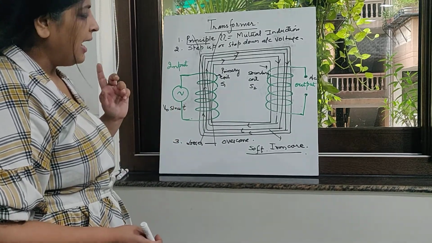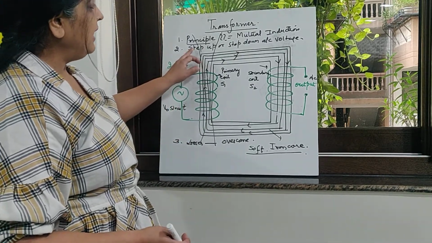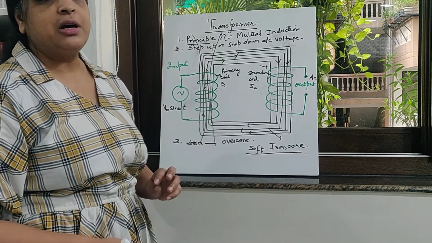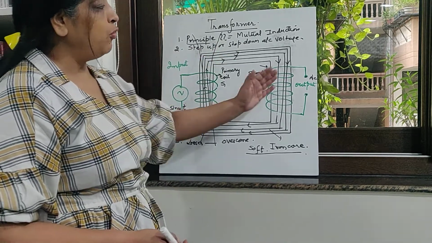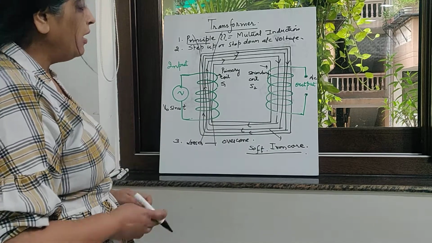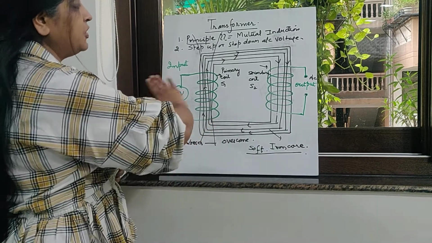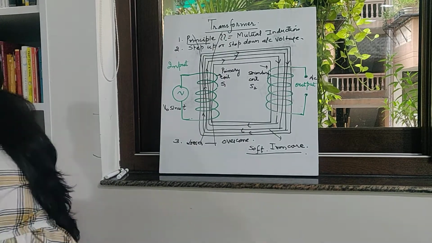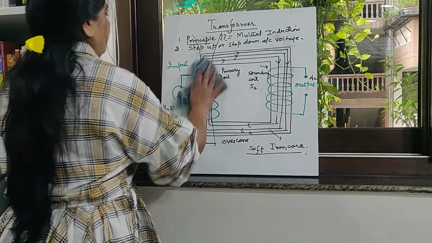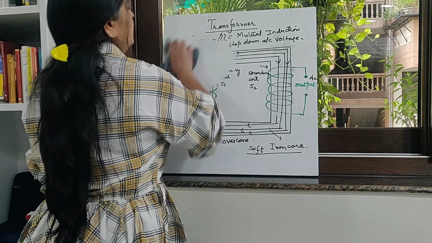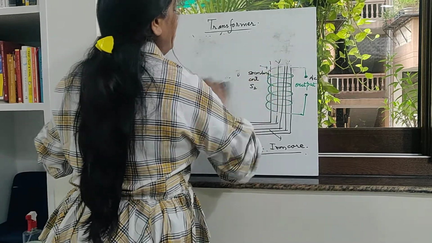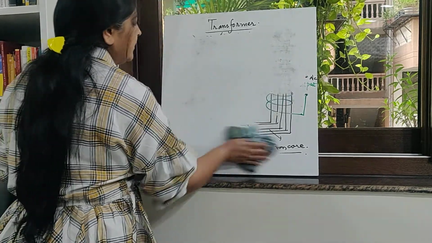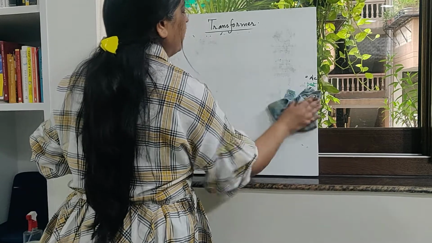Now the second thing I told you was that we can either have a step up or a step down transformer. We can step up this voltage, we can step it down also. Now how can we do that, I'm just erasing this and I'll let you know how we can do that. So we can write down what is a step up or a step down transformer, how will it work.